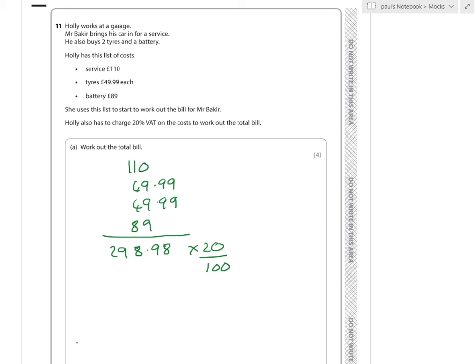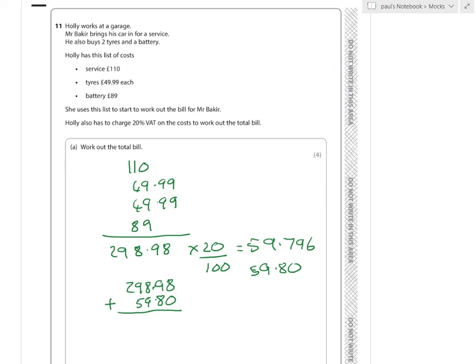Times 20 divided by 100, which is 59.796. So let's round that up to the nearest penny. So that would be 80. So call that £59.80. Now I've got 298.98 plus 59.80, and that will be the total price.